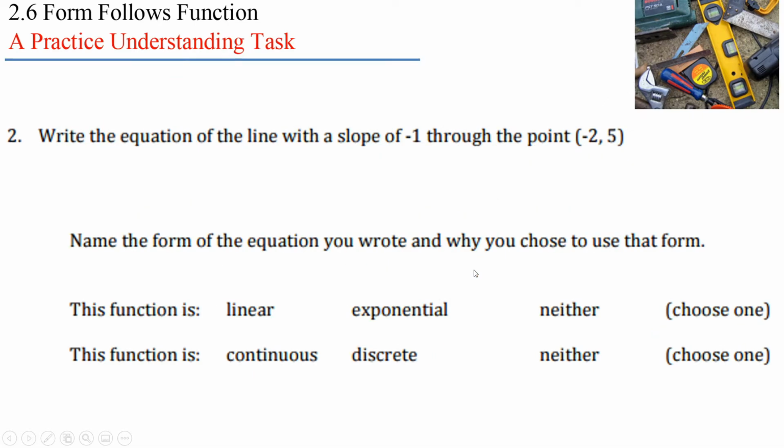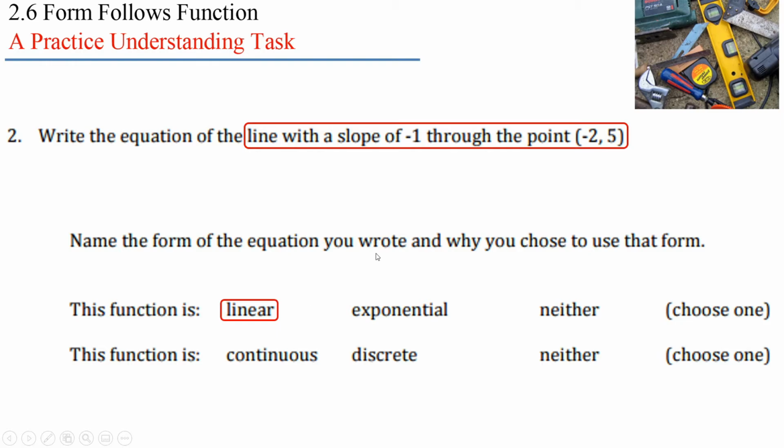Number 2, write the equation of the line with a slope of -1 through the point (-2, 5). All right, well, line, I know I'm linear, and this line is going through a point, and I have a slope, so that would be continuous. All right, so name the form of the equation you wrote and why you chose to use that form. Well, I have a point and I have a slope, so I'm going to use point slope form of a line.